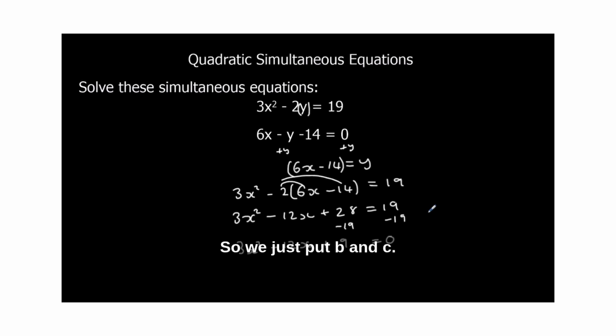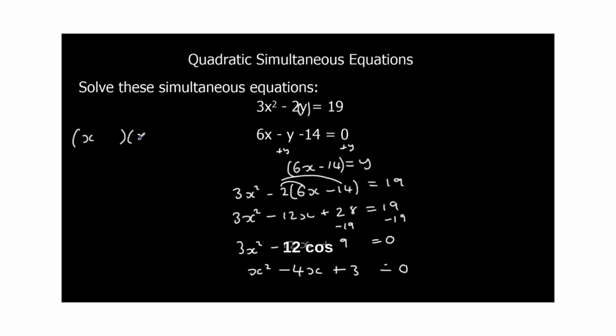So now to try and factorize it, I can see each of these numbers, they're all in the 3 times table. So to make it easier, I'm going to divide through by 3 first. So x squared minus 4x plus 3 equals 0. Now I'm going to factorize it, so I'm going to move it up here. x in both.